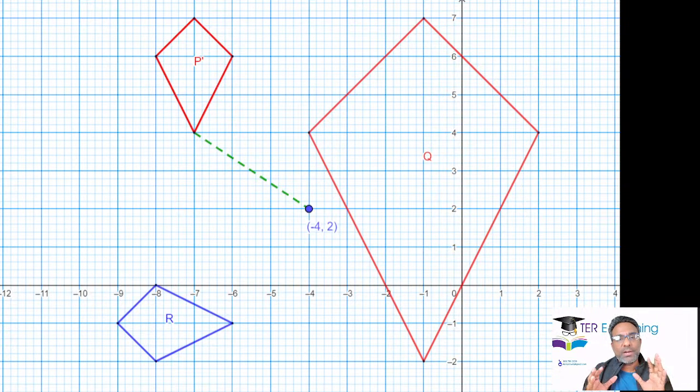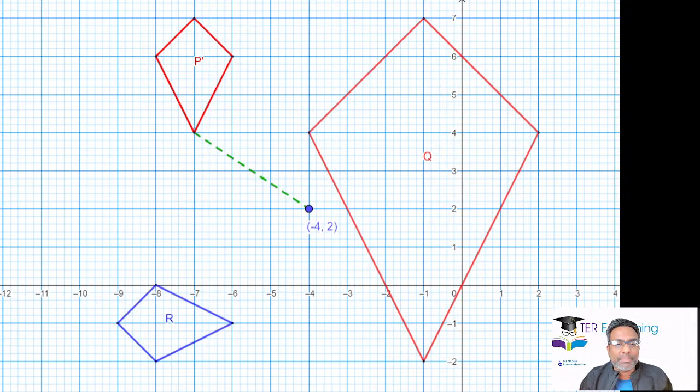Based on our analysis, we could have assumed, because the orientation has changed but P and R are congruent, that it has to be a rotation. So I used geometry to figure out the center of rotation, and we got -4, 2. Now watch carefully. I'm going to use the point -4, 2 as my center of rotation and rotate that quadrilateral. Let's see if the quadrilateral P lines up with R.